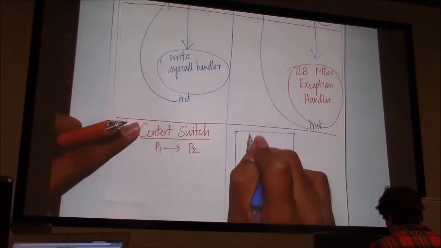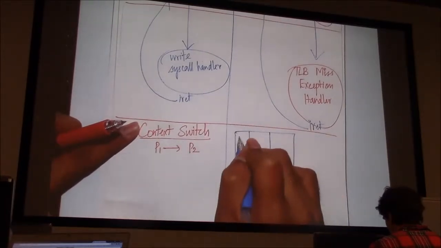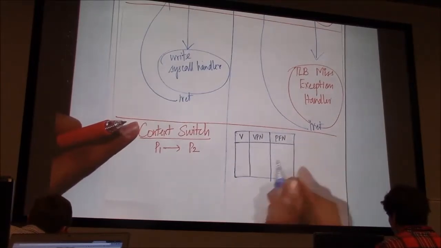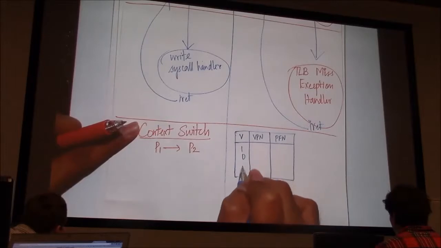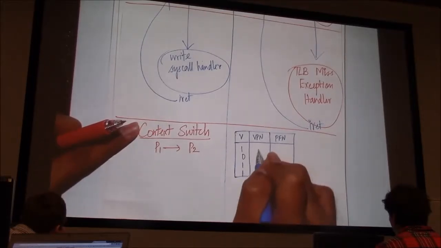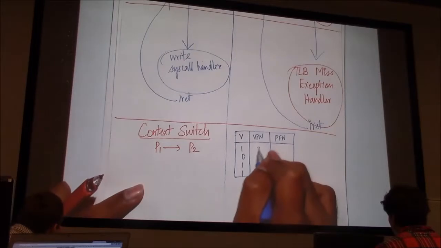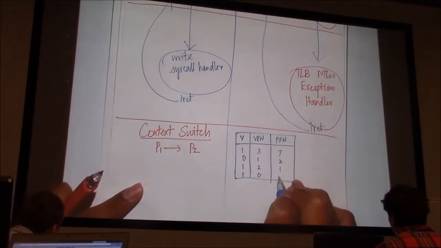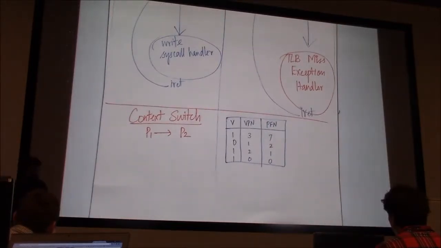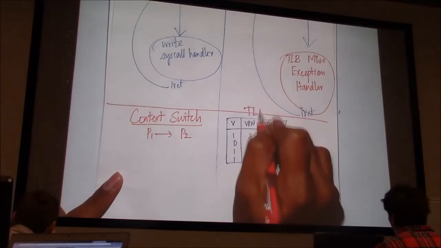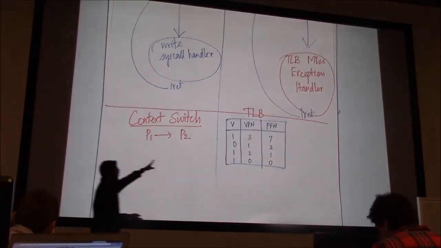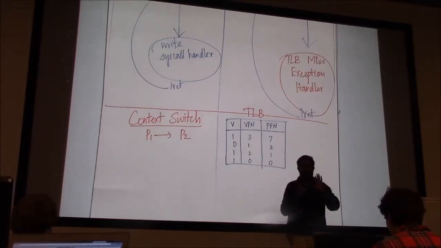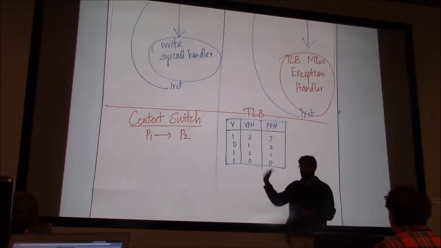Let's assume the TLB's contents just look like this: a valid bit, a VPN, and a PFN. Let me assume some numbers here, okay? P1, 2, 0. Something like this. If this is the contents of the TLB currently, you can assume that all these virtual pages just belong to process P1, okay? Whatever is being currently cached in the TLB just belongs to process P1. We can make that assumption as of now.